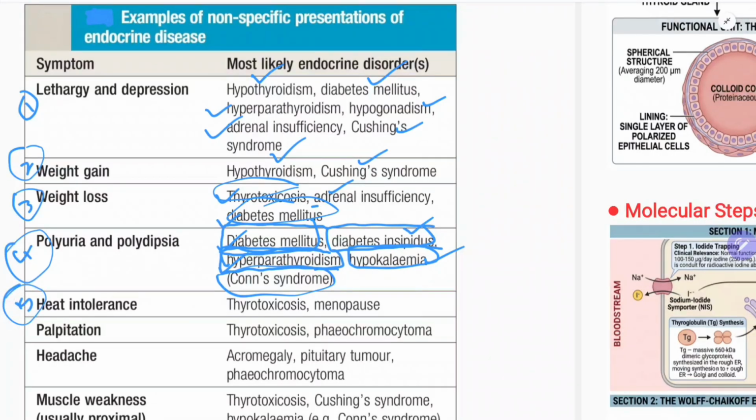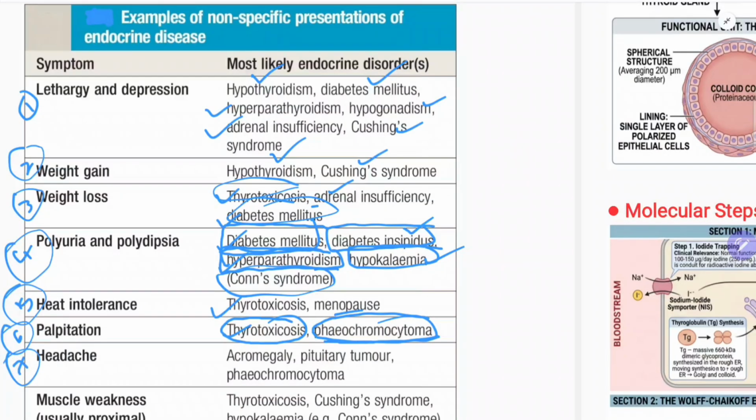And fifth is heat intolerance. So this you see in, just remember thyroid gland abnormality, the thyrotoxicosis, and menopause, women who are having menopause, heat intolerance. Then sixth is palpitation, again thyrotoxicosis, and again this is a tumor of adrenal gland, that is adrenal medulla, that is pheochromocytoma. So any abnormality of thyroid gland or the adrenal medulla can cause palpitation. So like that we can remember. For example, like thyrotoxicosis and pheochromocytoma.